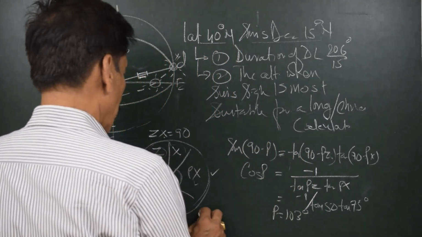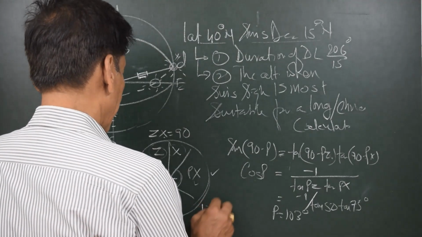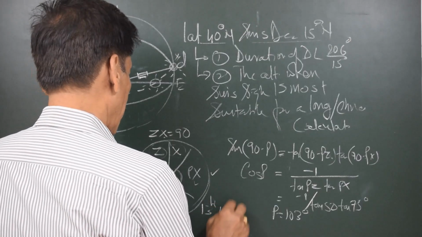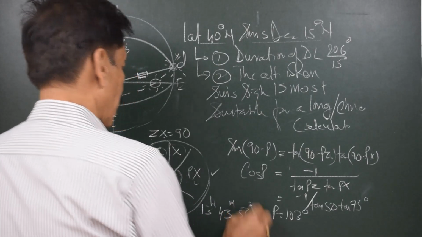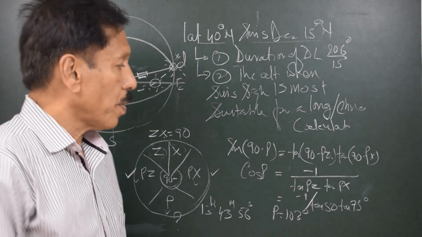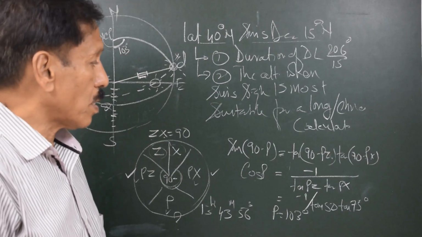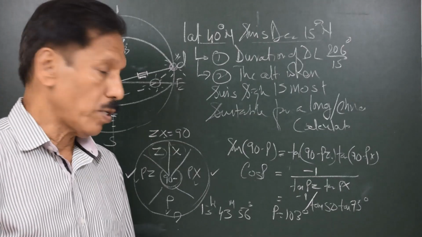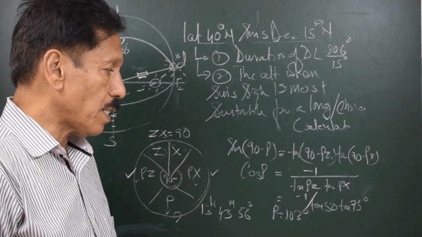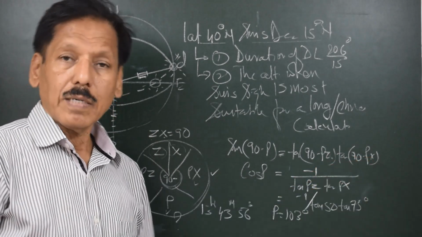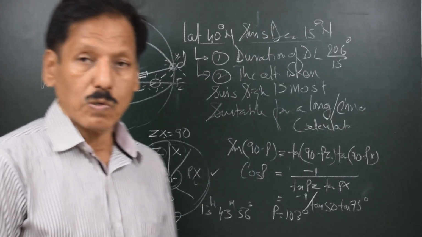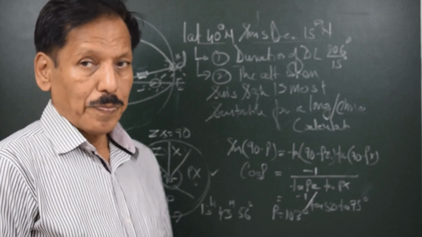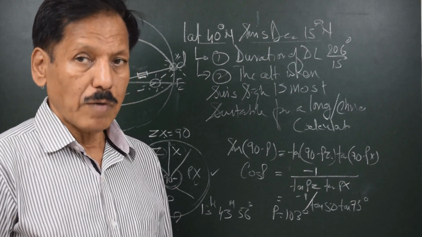So the duration of daylight is 13 hours 43 minutes and 56 seconds. So this is how we have used Napier's rule when the side was 90, and you have understood when we introduce a negative sign. If on the right hand side one part was a side and the other part was an angle, we wouldn't have introduced a negative sign.